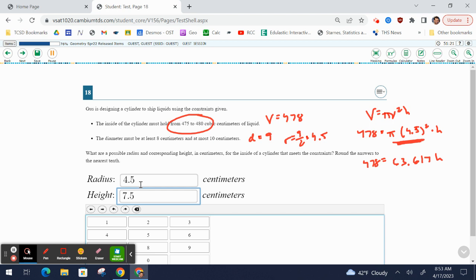Again, this is not the only answer. You could have different answers depending on what you choose, but this is the one that I chose and am going with.